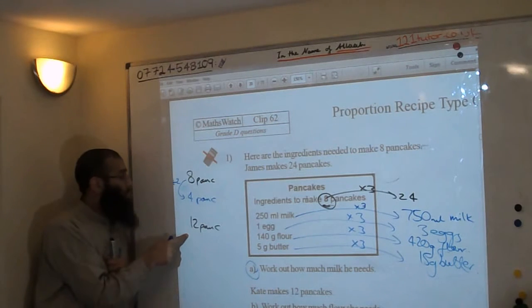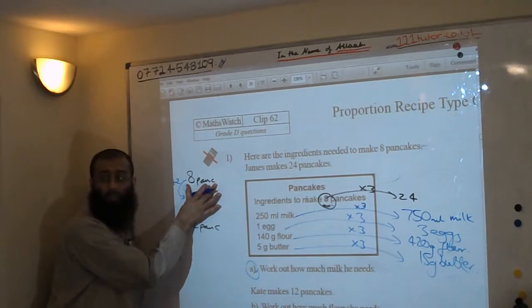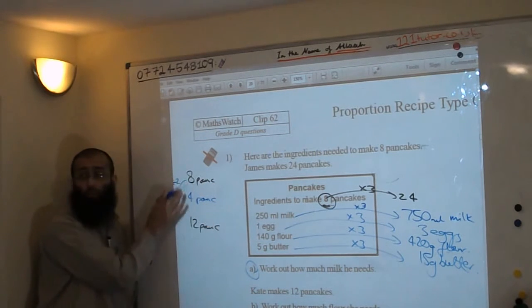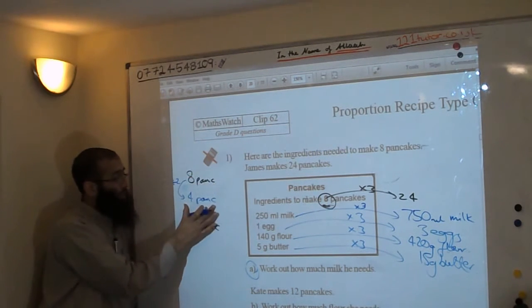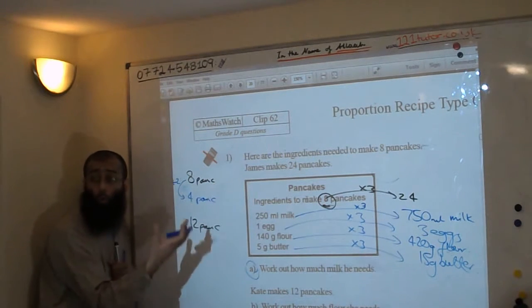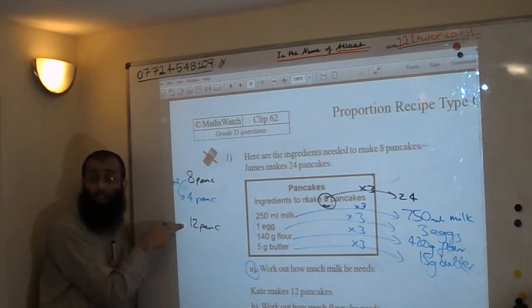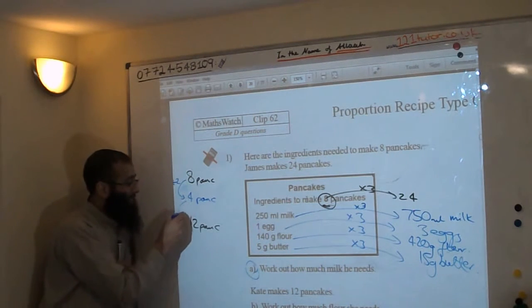For those of you who don't want to add, that's one way of doing it. So now you know what 8 pancakes is. To get to 4 pancakes, you halve the ingredients. And then you can just add them, that will give you a total of 12. Or you could do it this way. Once you've got the 4 pancakes, do you know how to get from 4 to 12? And the answer is yes. Just times by 3.